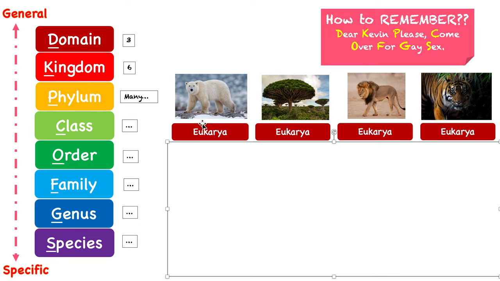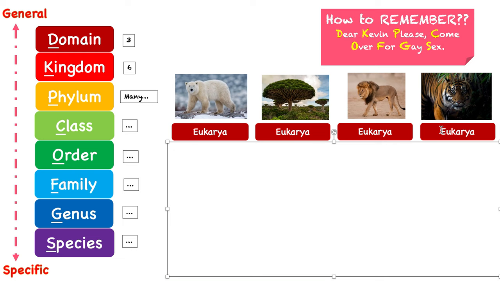So all eukaryotic celled organisms go under the domain called eukarya. Guess what? All of these are eukaryotic organisms, so we put them into the domain called eukarya, okay? If there was a bacteria here, it would go into the other domain called bacteria. So we're just keeping it all in eukarya here.